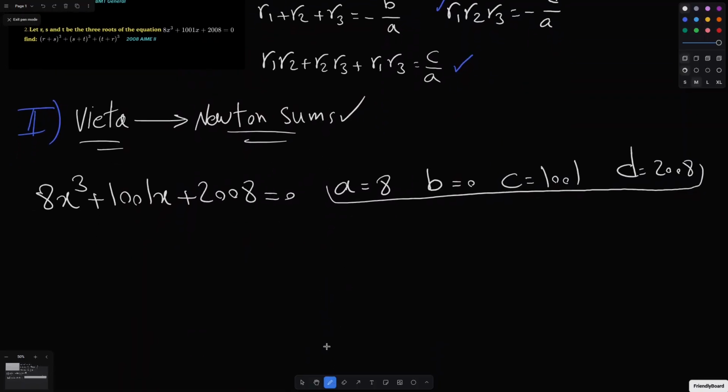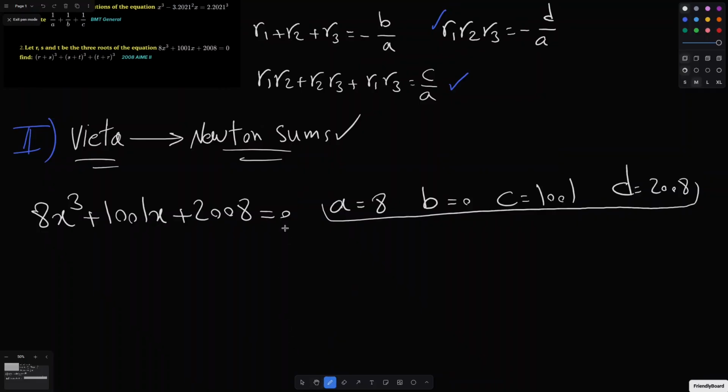Now let's write Vieta's formulas for this and see what we get. If you take a look at the question itself, you can clearly see that r plus s plus t, or r1 plus r2 plus r3, which are the roots of the equation, equals minus b over a, which is actually 0. So we can use this solution here, substitute it into what the question is asking, and get something very interesting.